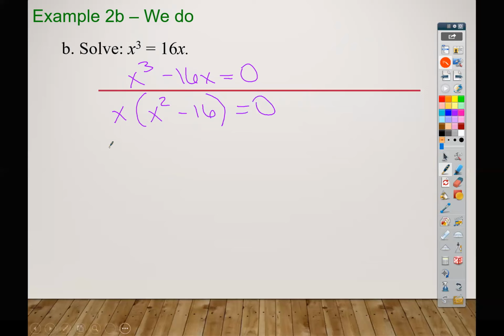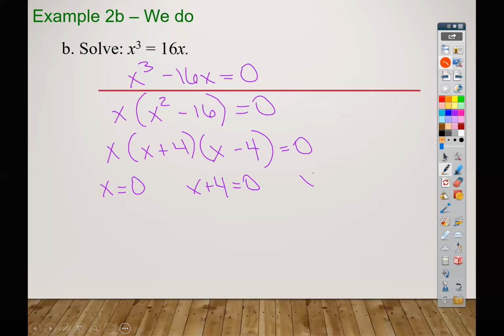Now, I see that this is a difference of squares, so I'm going to say x times x, 4 times 4, I needed a plus and a minus. And I'm going to set each of those factors separately equal to 0 and solve. So I get x equals 0, x equals -4, and x equals +4. So I can say my solution set is -4, 0, and 4.